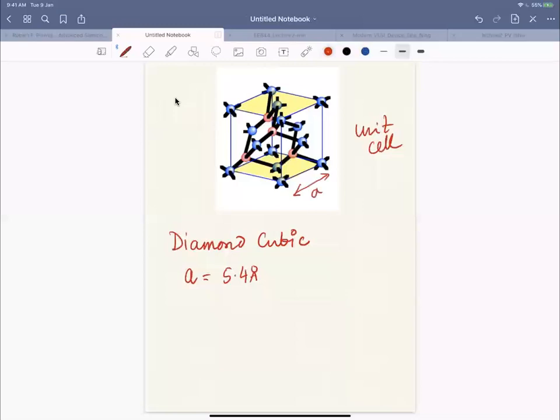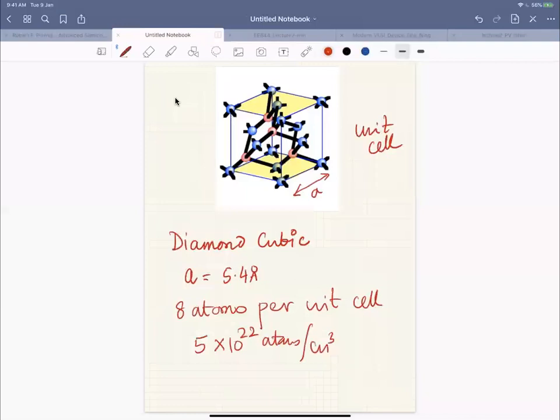This is the distance between two atoms, which is 5.4 angstrom. We know that in a unit cell there are 8 silicon atoms per unit cell. So there are 5 into 10 to the 22 atoms per centimeter cube. These are things we know from the crystal unit cell.